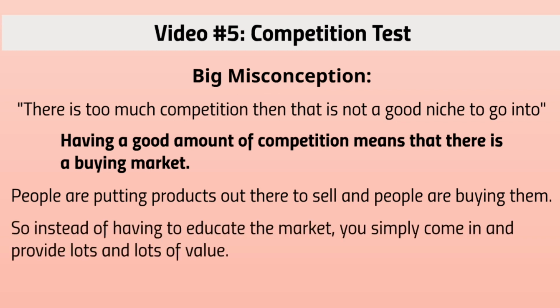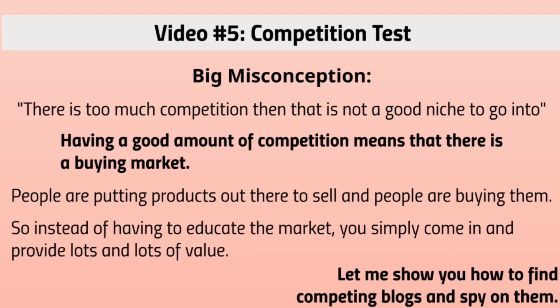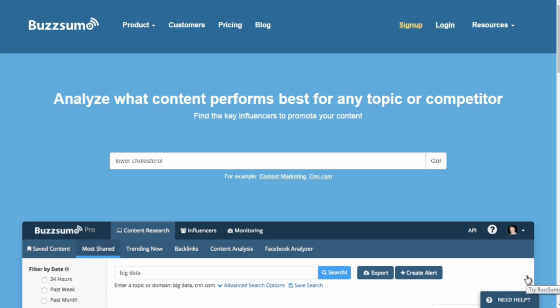So basically, instead of having to educate the market, you simply come in, provide lots and lots of value, and you can move in. You can find out what your competition is doing, what your competition is not doing, therefore there is a demand in itself, and actually do it. So let me go ahead and show you how to find competing blogs and spy on them to do the necessary competitive intelligence. Technically, you can go to google.com and do a search for blogs in your niche.